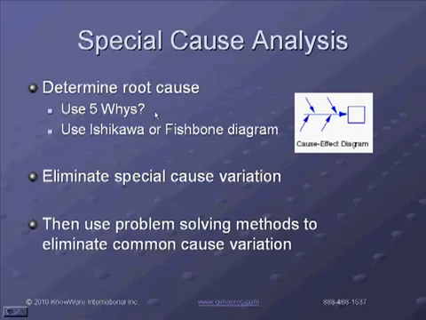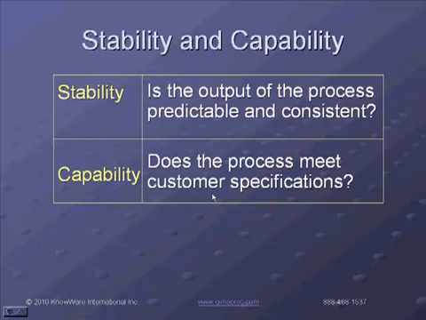But in other situations, there might be a root cause. And so what would we do to fix that, to eliminate that special cause and get it out of our process so that all we have is common cause variation? You could also use the Ishikawa or fishbone diagram. You eliminate that special cause variation, and then you can come back into doing your problem solving to eliminate the common causes of variation.